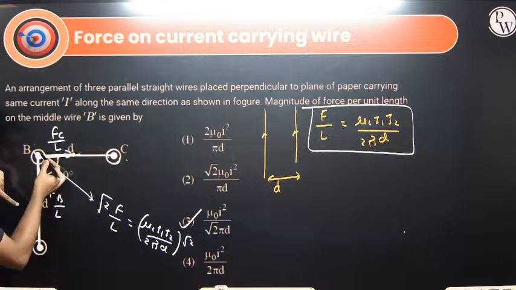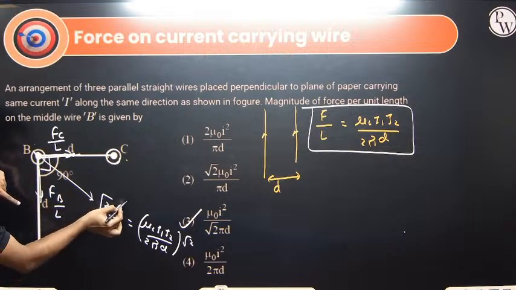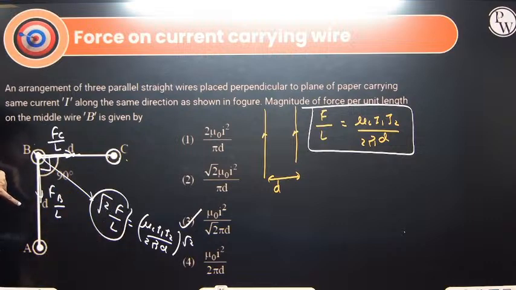This will attract toward this side. This will also attract toward this side. As the angle is 90 degrees, this will be root 2 times this. Clear?